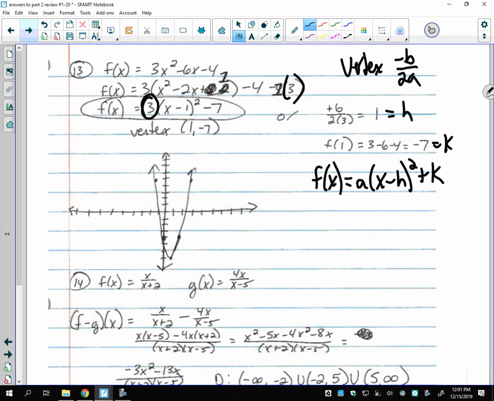But you could also make an xy chart there, or you could use the fact that the y-intercept is negative 4. Again, go back, look at your notes to think about that.